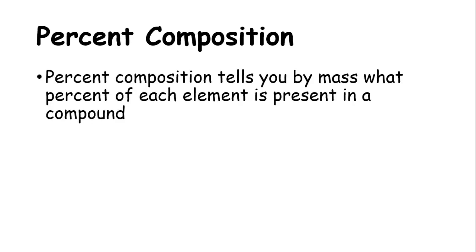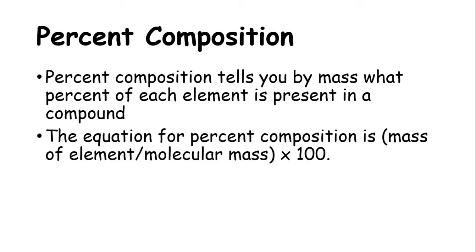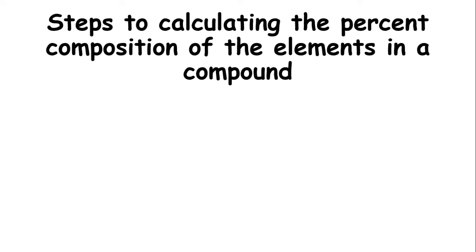Percent composition tells you by mass what percent of each element is present in a compound. So the equation for percent composition is mass of the element over the molecular mass times 100 to get the percent. So here are the steps in calculating the percent composition of the elements in a compound.